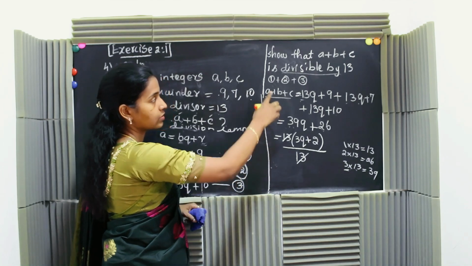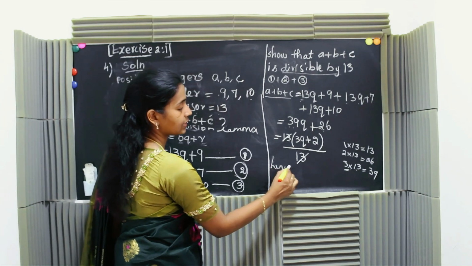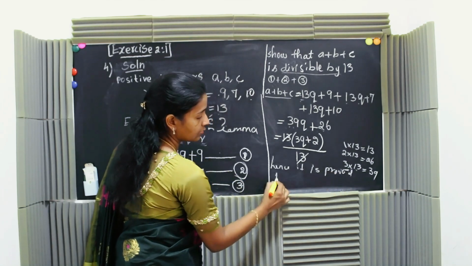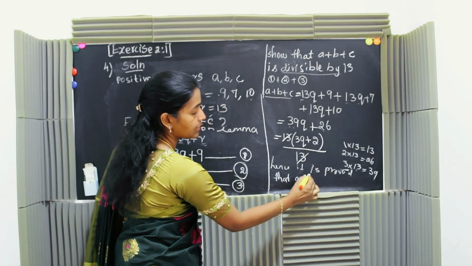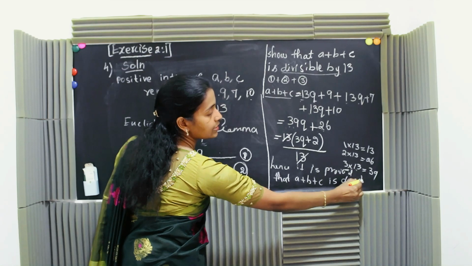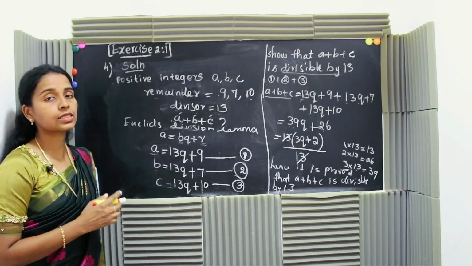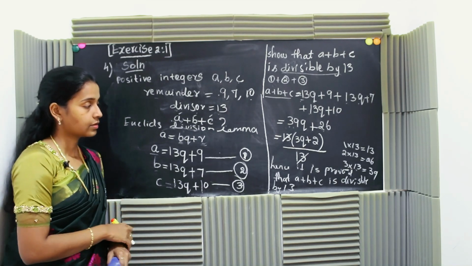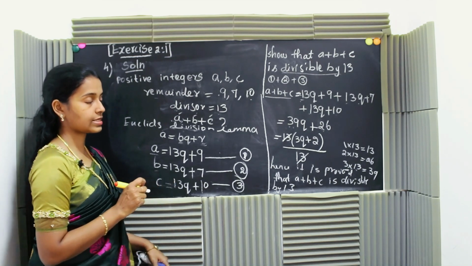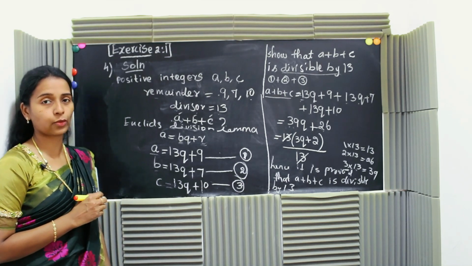So how can we write the answer? Hence, it is proved that A plus B plus C is divisible by 13. Alright, this is the answer. How can we write the answer? Hence, it is proved that A plus B plus C is divisible by 13. This is the answer for the fourth problem in exercise 2.1.